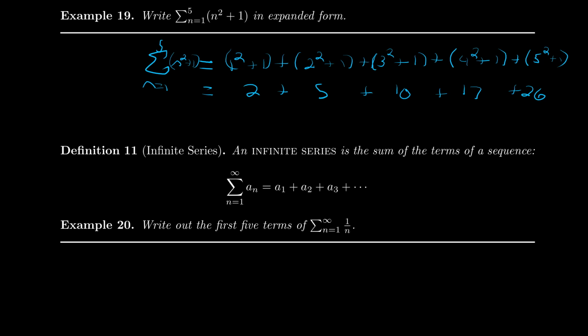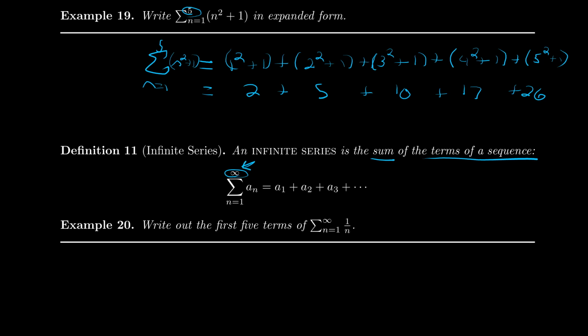An infinite series is a sum of the terms of a sequence like this. That is, we're just going to add together the terms of a sequence. So everything that we just learned. It's infinite because it goes on forever instead of ending with a bound. This had 5 terms in it. This guy down here has an infinite number of terms in it. Okay, so write out the first 5 terms of that.